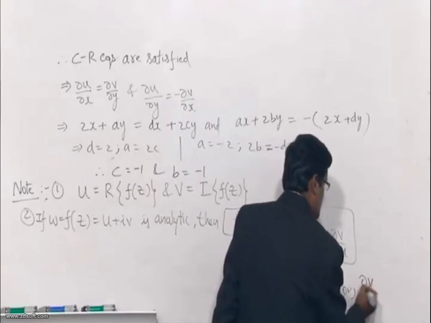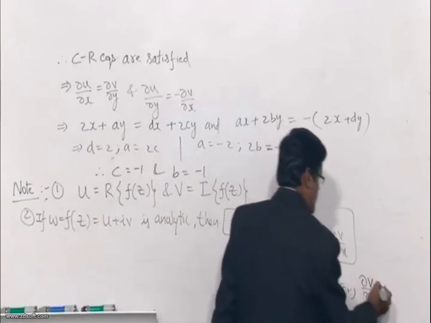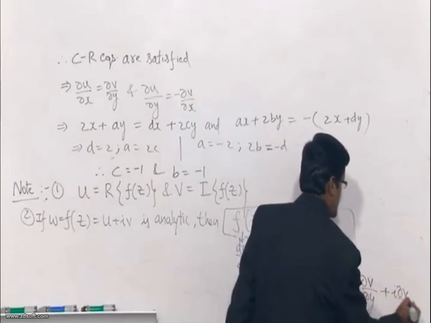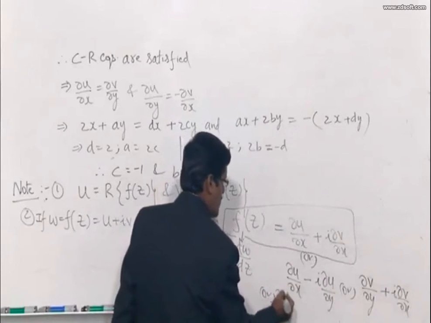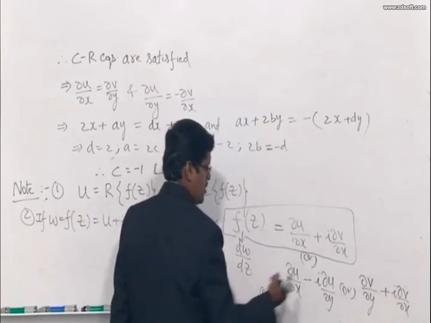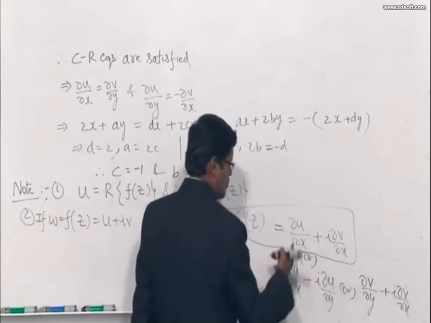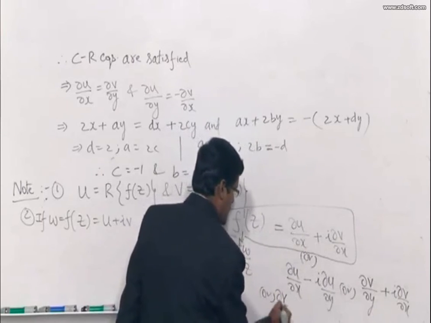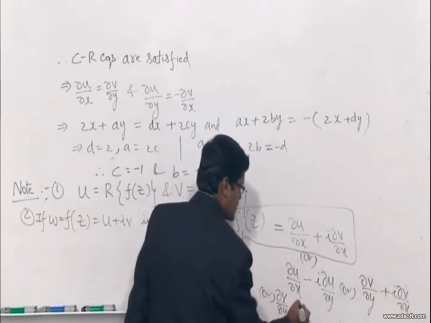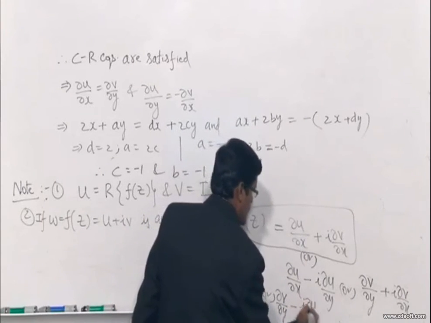Dou u by dou x is nothing but dou v by dou y, and keeping that same term, plus i dou v by dou x. Another representation, last representation: dou v by dou y keeping the same, and that is minus i dou u by dou y.